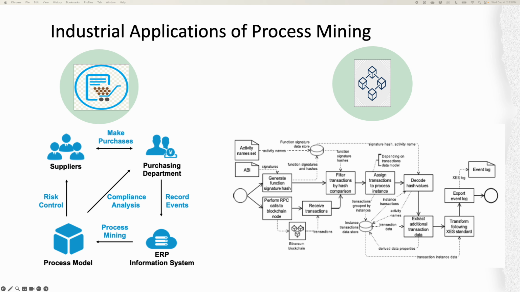Moving on to the other applications. The first thing we have over here is procurement. In this we see how process mining analyzes the entire procurement lifecycle from purchase requisition to payment, identifying bottlenecks and optimization opportunities. And then the last one for this is blockchain. In blockchain applications, process mining helps in analyzing smart contracts and transaction flows. This in turn enables better monitoring and compliance checking in decentralized systems.